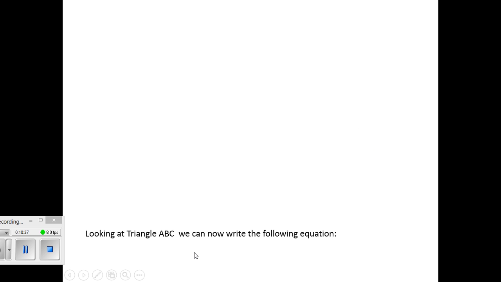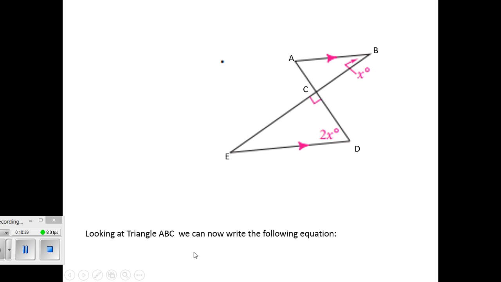Let's see if we can do another one. All right, let's look at this. Find the value of X. Now here, what do we know? First off, we have parallels. When you find parallels, you look for all those angles that come into play. We also have two triangles, both of which are right, because this angle at C is 90 degrees, right?